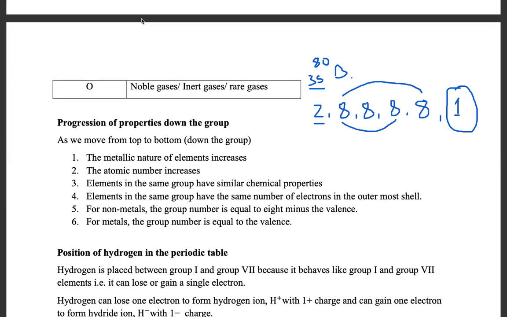Now, what are the things you are likely to witness as you go down the group, from the top to the bottom? The first thing is that the metallic nature increases. Why does it increase? It's because the number of electrons, the number of neutrons, and the number of protons increase. As they increase, you find that even the density changes. Even the mass changes, because density is mass per unit volume.